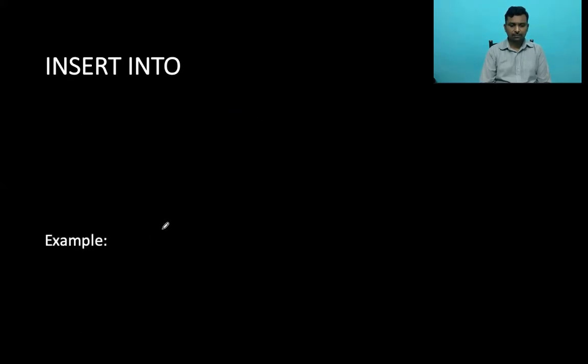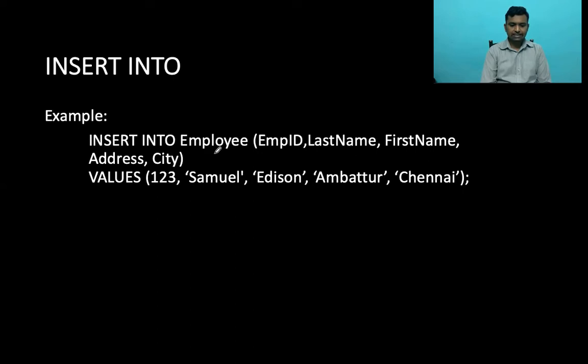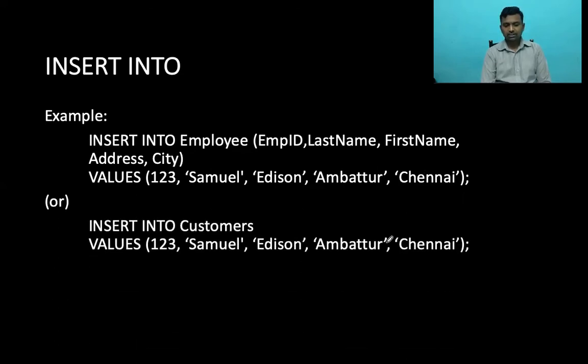Let me give an example. Insert into table name, employee ID, last name, first name, address, city, and I can give email and phone number, and say values. And now the next option, I'll just say all these values. If I want to skip something, I have to go only for this. For example, if I don't want to give my last name, just skip this part alone. Simple. I'll say employee ID, first name, address, city, values 123, Edison, number 2, Chennai.